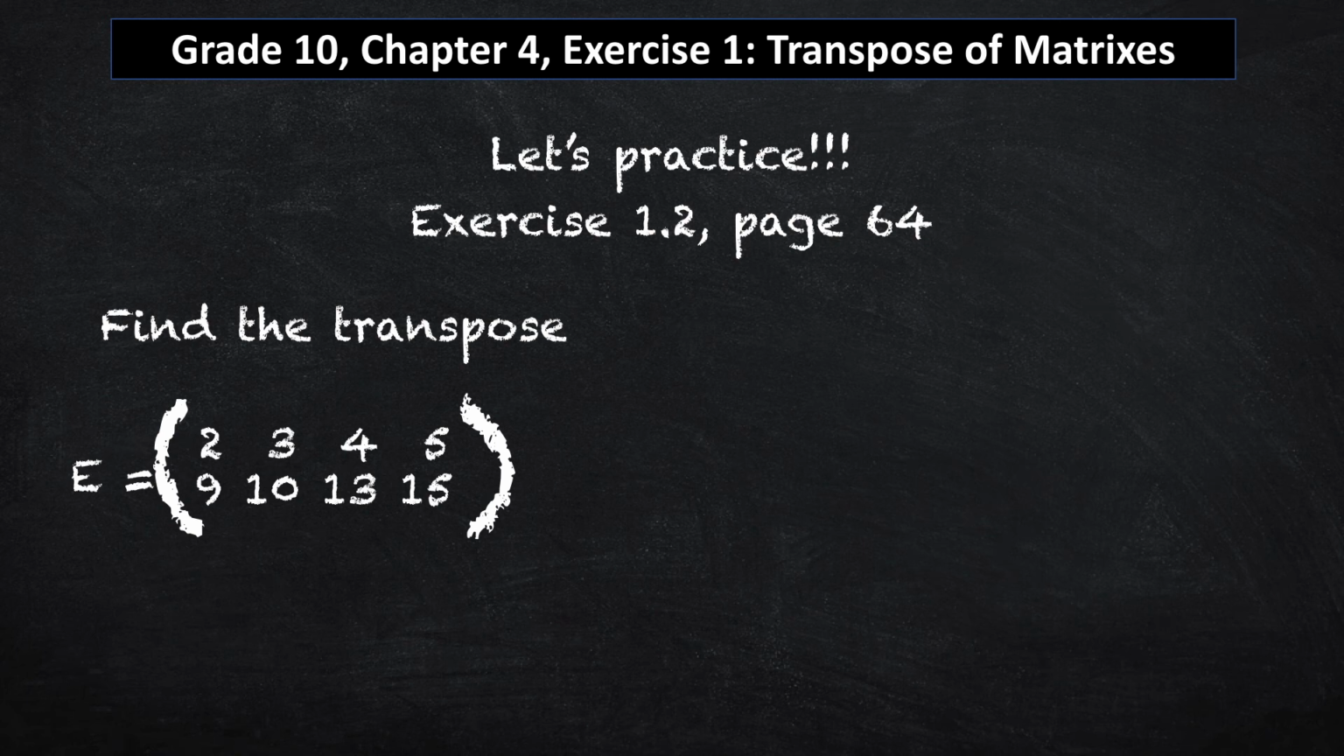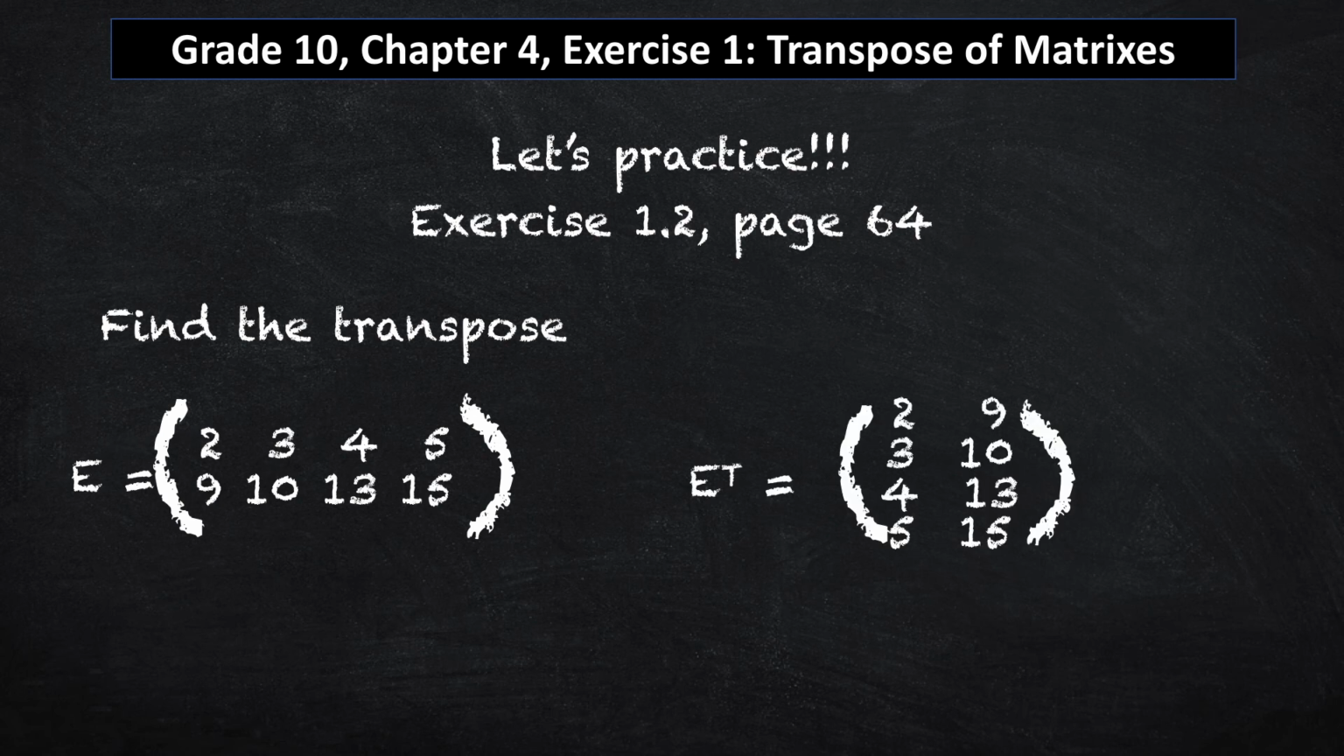Next example is the matrix E. This matrix has 2 rows and 4 columns. Its transpose will have 4 rows and 2 columns. We can see that the first row of the matrix E has the elements 2, 3, 4, and 5 that now appear in the first column of the transpose. In the same way, the elements in the second row of the matrix E appear in the second column of the transpose. So the matrix E is a 2 by 4 matrix and its transpose is a 4 by 2 matrix. And this is the end of this video.